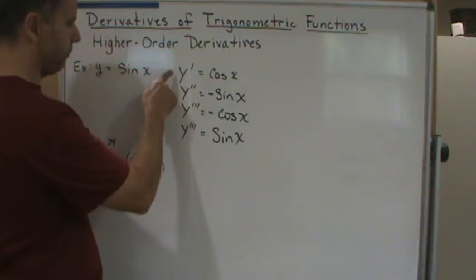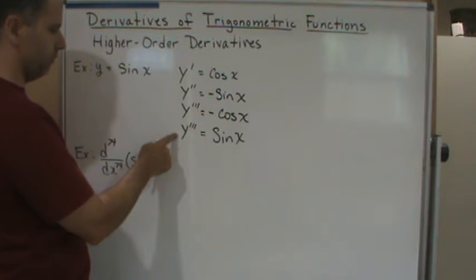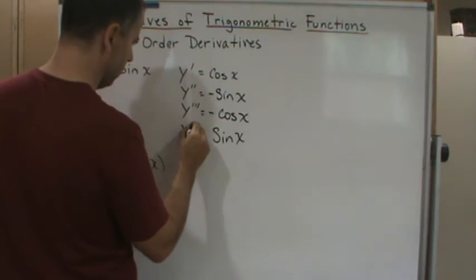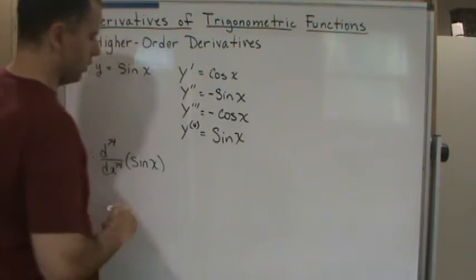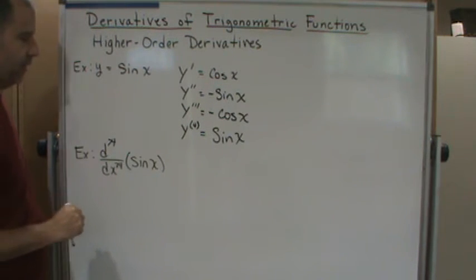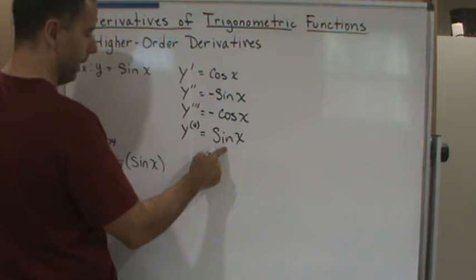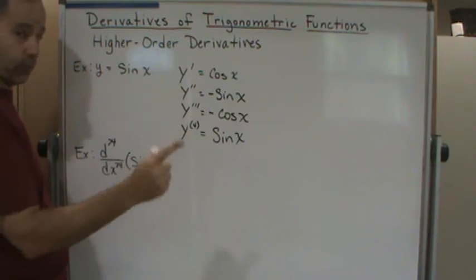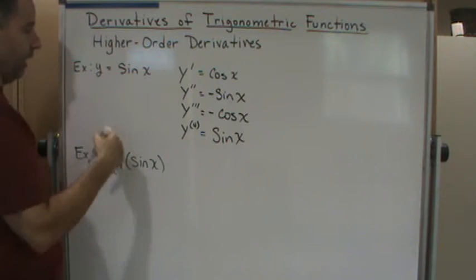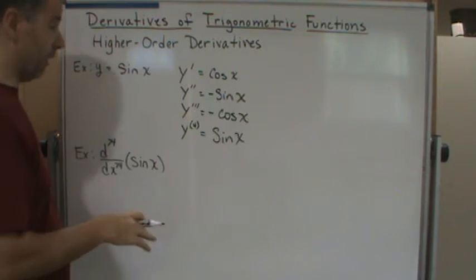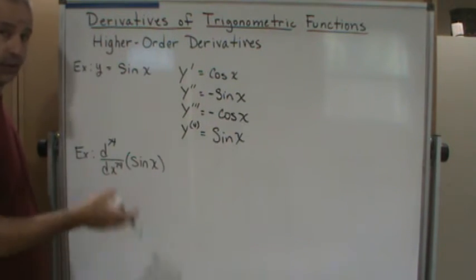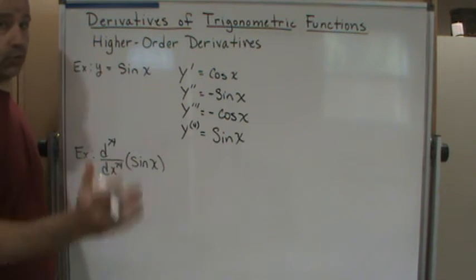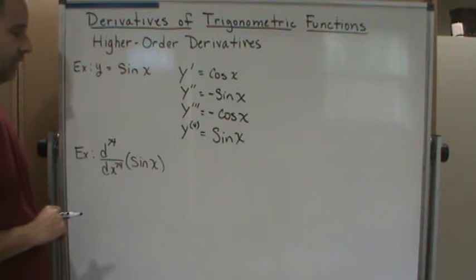It seems like every fourth derivative, right? 1, 2, oops. So every fourth derivative winds you up back at sine. So if you start with sine, every fourth derivative brings you back. If you start with cosine, every fourth derivative will bring you back to cosine. If you start with negative cosine, every fourth derivative will bring you back to negative cosine.